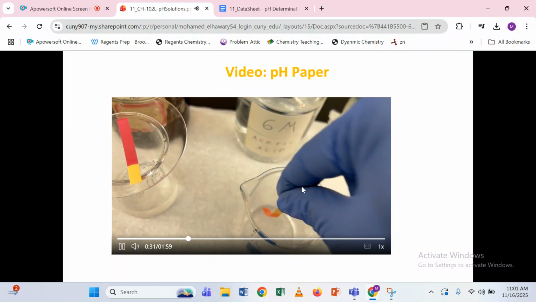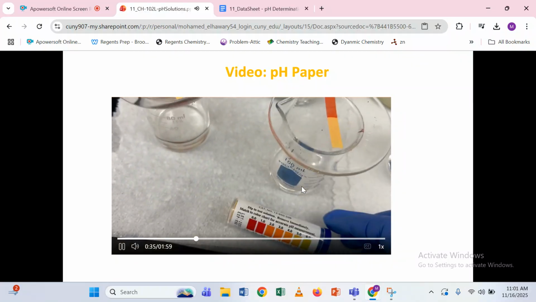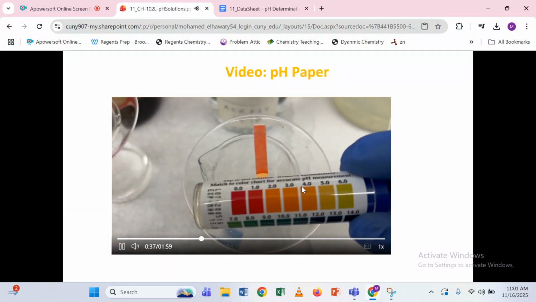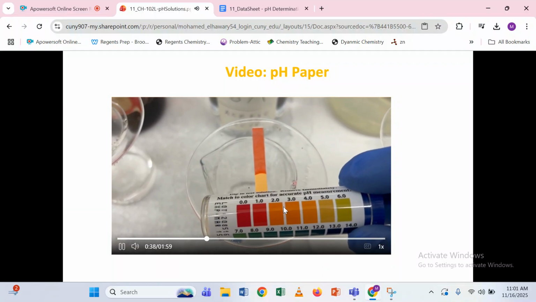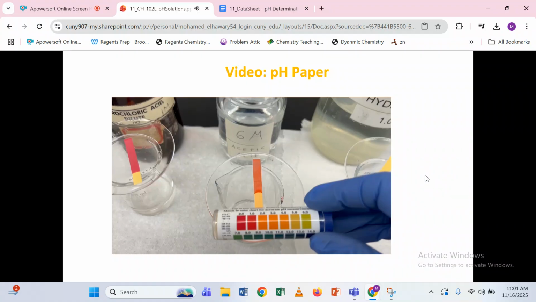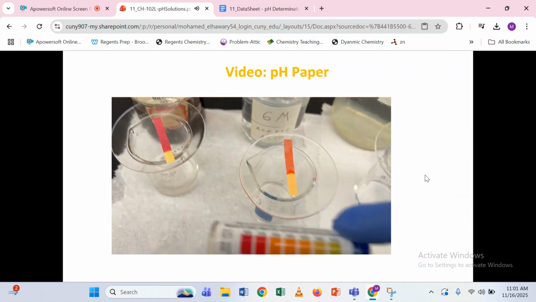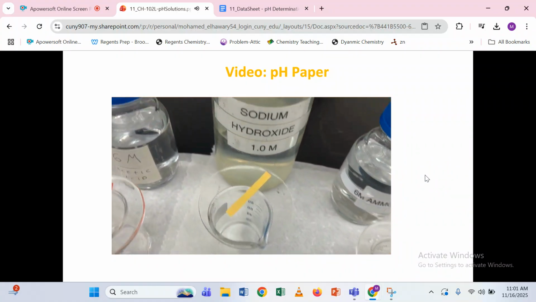Let's look at acetic acid. Acetic acid is orange. I see it's more orangish. Okay, you could say pH 2, so it's less acidic. All right, and we know acetic acid is a weak acid versus hydrochloric acid, which is in beaker A.